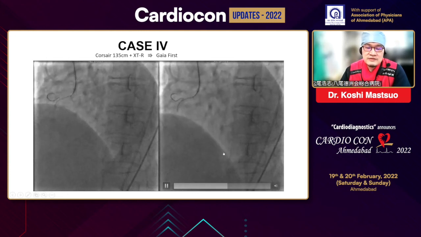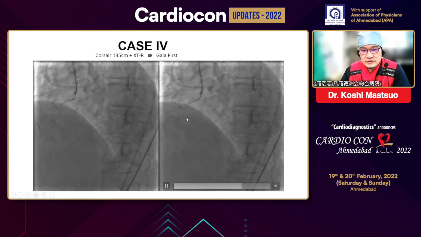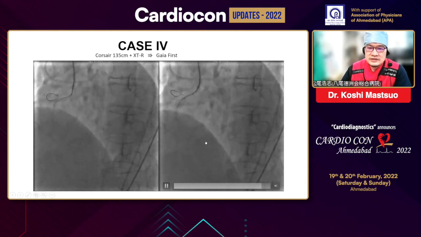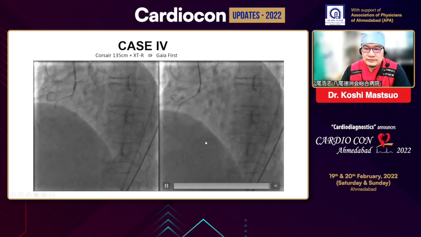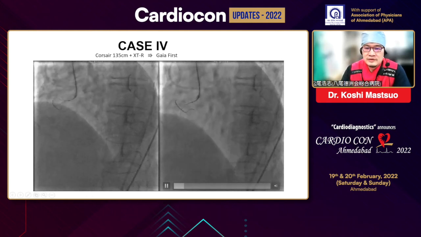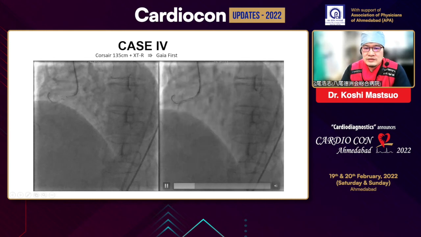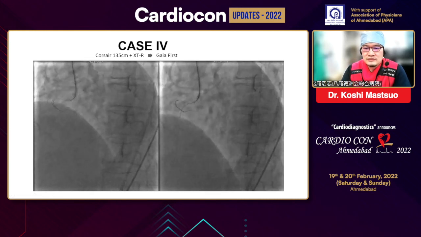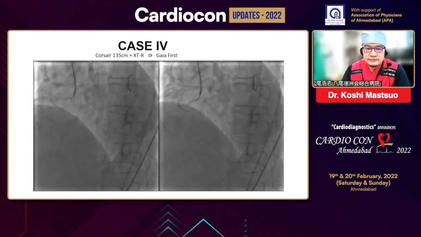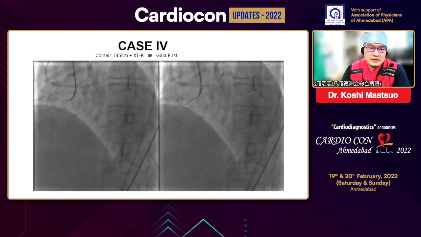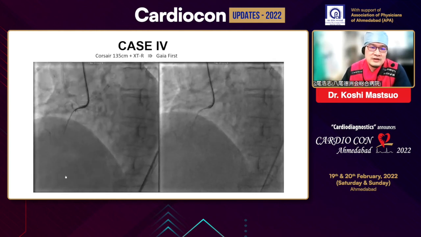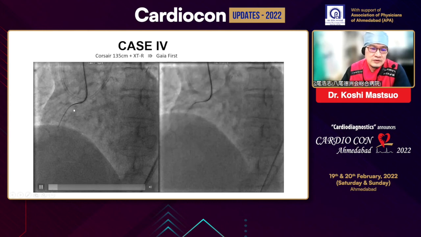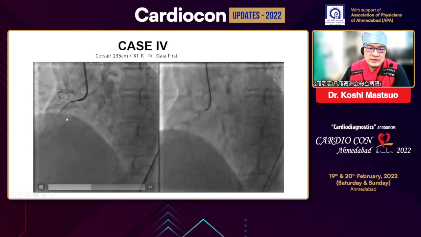After changing to Gaia fast, I thought I could cross the CTO lesion like this. The wire movement was very smooth, like this. But angiographically, I found that my wire went to the subintimal space.